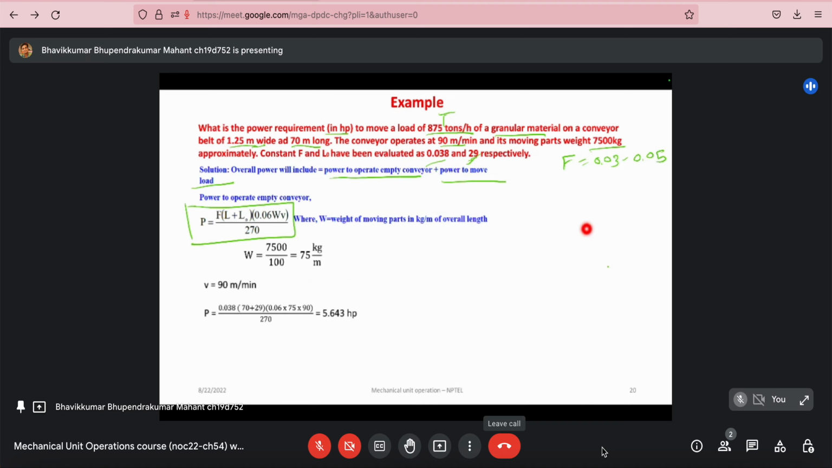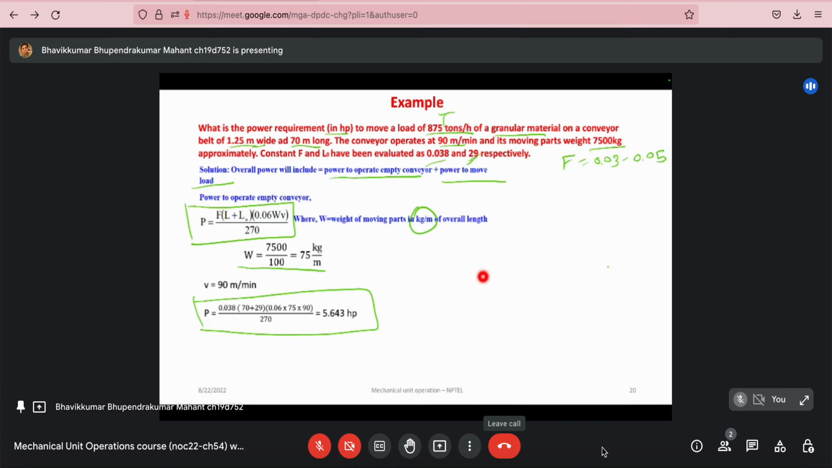But here W is 7500 kg, while in our equation the value is the weight of moving parts in kilograms per meter. Always remember that you can't use the weight directly; you need to convert it into the kilogram per meter format. So convert it over the length, 100 meters, so it's 75 kilograms per meter. V is 90 meters per minute. Then substitute the values in the equation, and at the end you will get 5.643 HP.